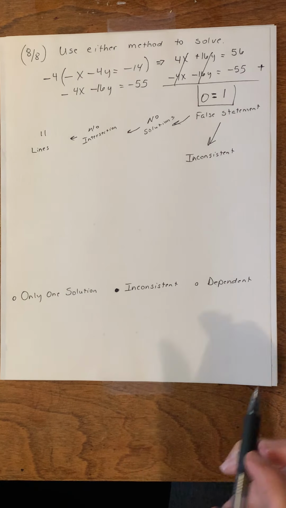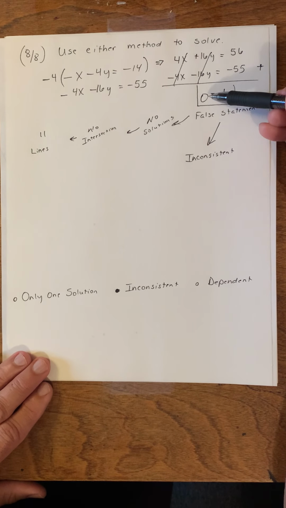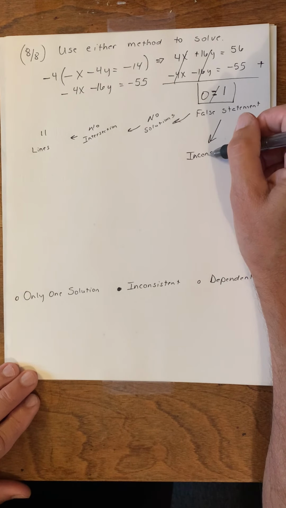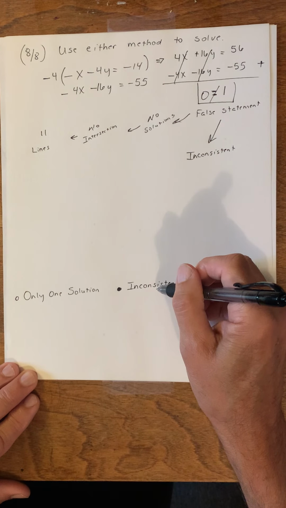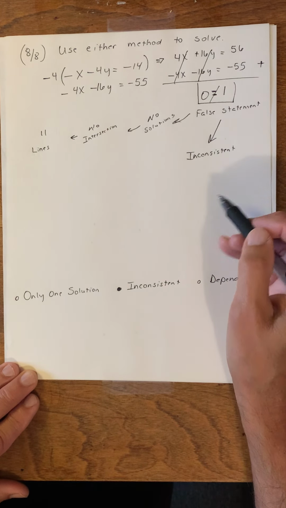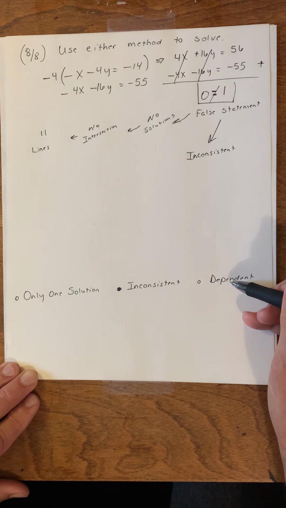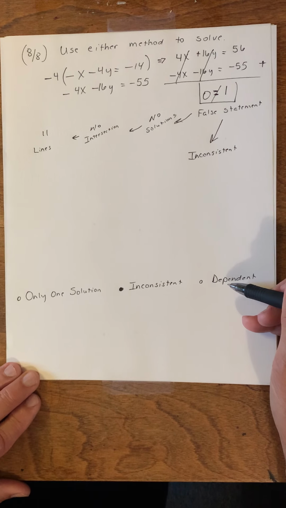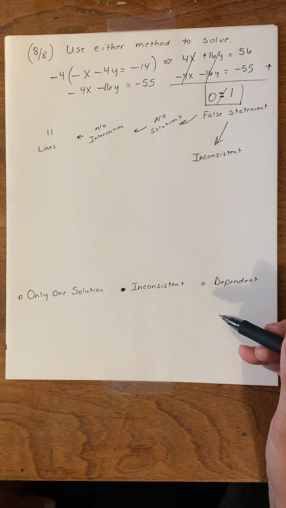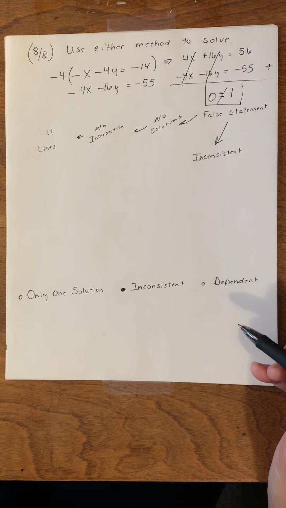All right, just again a review. If I get two numbers, no variables, if the numbers are different and I get a false statement, since 0 is not equal to 1, I have an inconsistent system, I have parallel lines. If I get the same number, 5 equals 5, 0 equals 0, I have a dependent system, I have two lines that overlap.